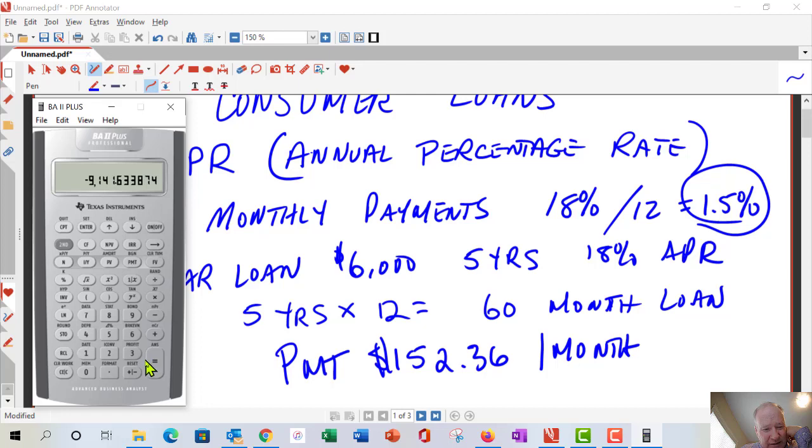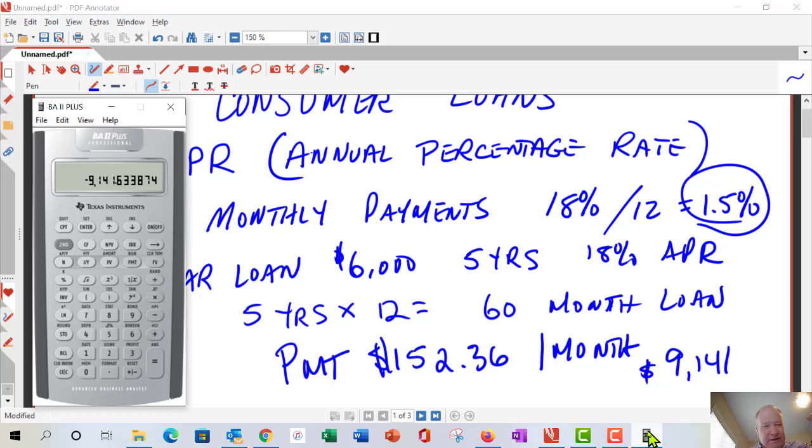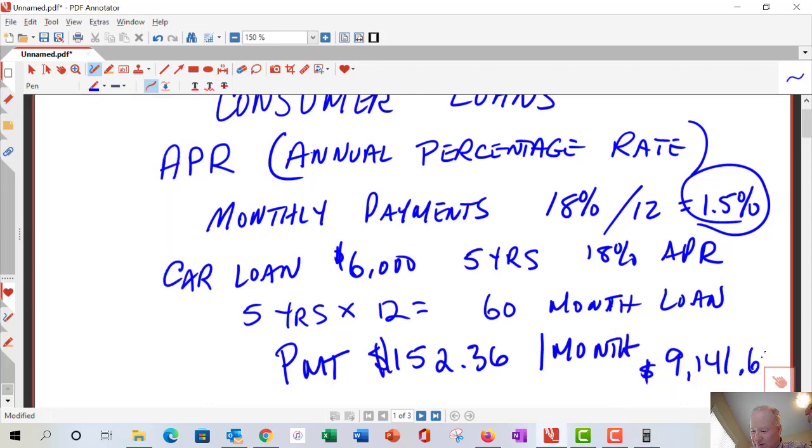Yeah, so $9,141. And I guess there was 36 cents there. Oops, I guess I do have the 1 there. So you can see then, the $6,000 loan is going to cost us, over the life of the loan in total, $9,141.63. I guess we'll put the cents in there. So that's going to be the total cost over the period of the entire loan.